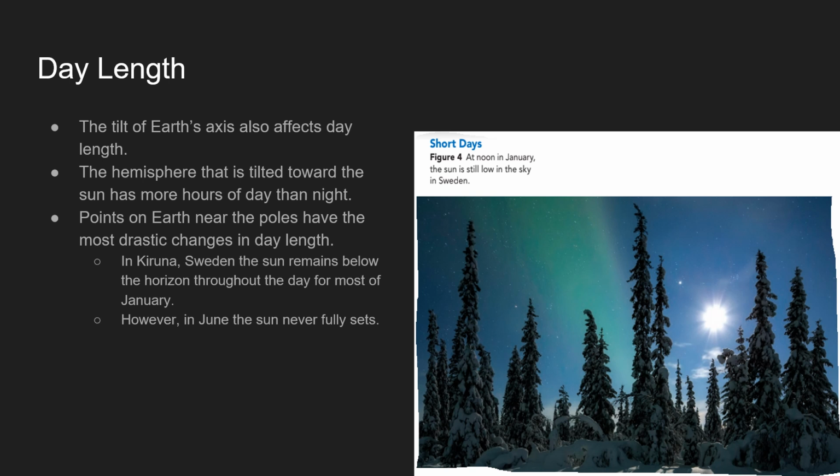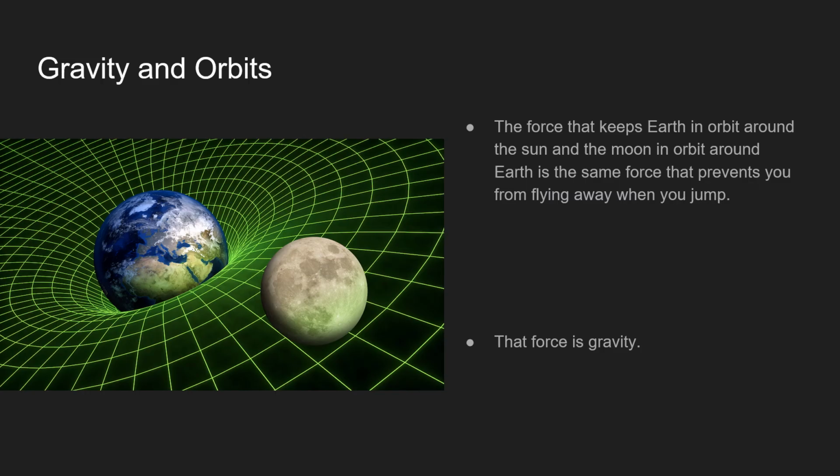So short days, figure 4. At noon in January, the sun is still low in the sky in Sweden, and you can see it. Gravity and orbits. The force that keeps Earth in orbit around the sun and the moon in orbit around Earth is the same force that prevents you from flying away when you jump. That force is gravity.